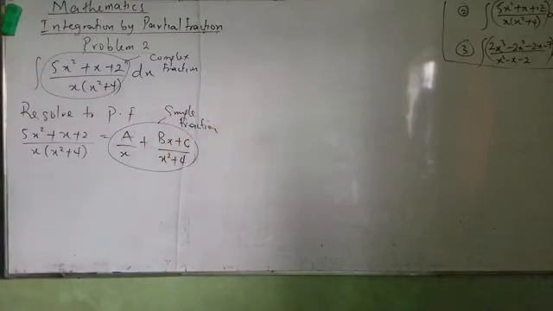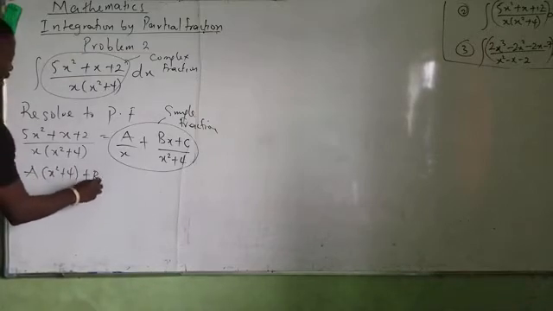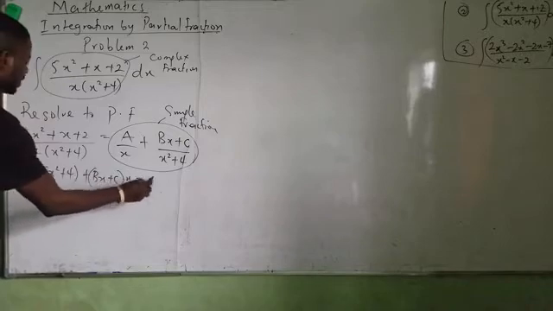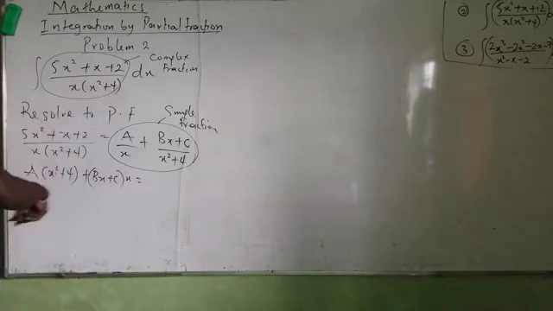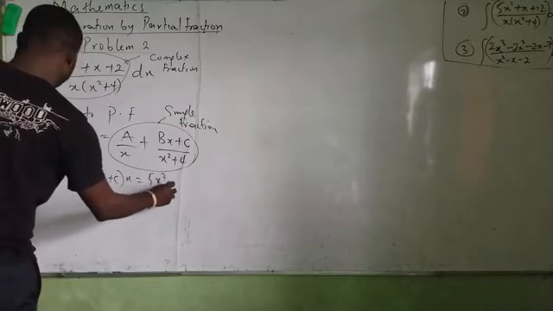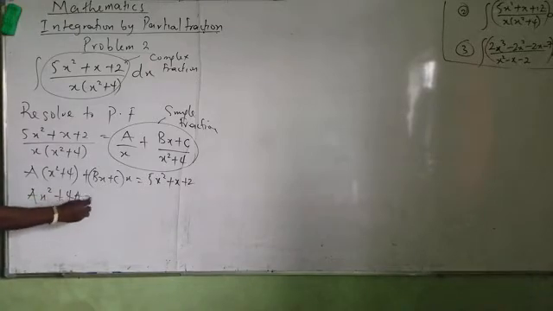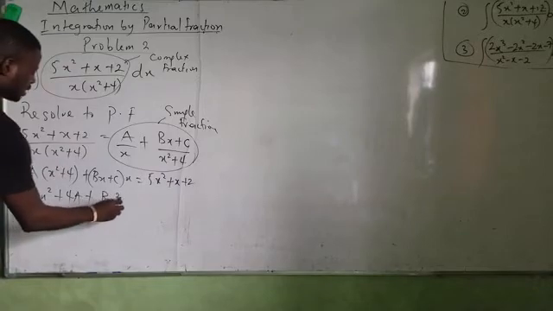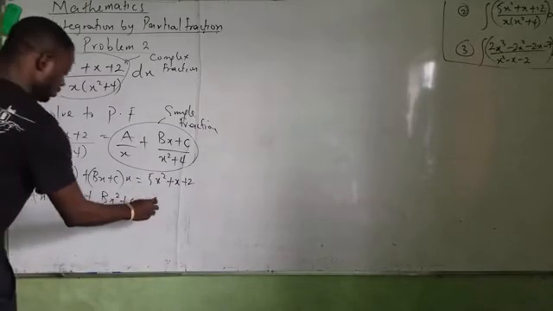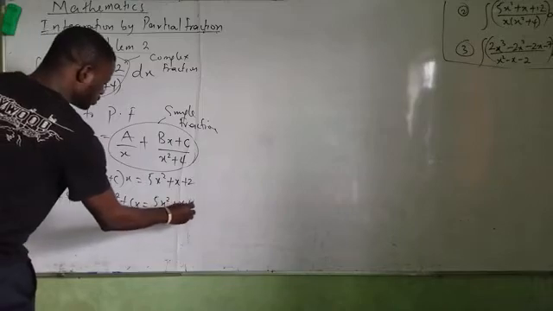Now, let me use my knowledge: I will have A bracket of x squared plus 4, plus Bx plus C bracket of x, equals to the numerator. I think I should have done that earlier, so try to watch our video on partial fractions for better understanding. Now I want to use the open up method: Ax squared plus 4A plus Bx squared plus Cx equals to 5x squared plus x plus 2.